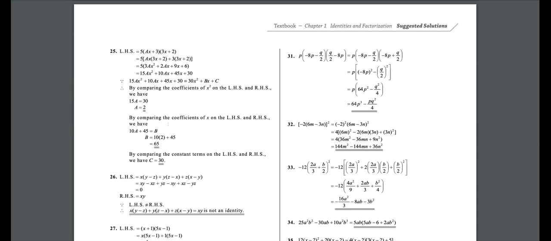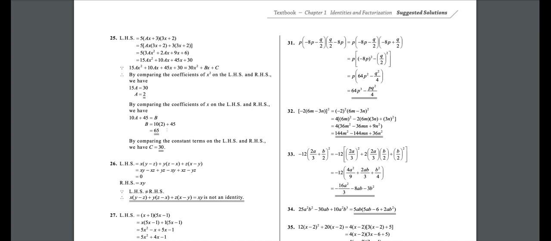And this time you can see that it is not just a direct comparison. You also have to compare different terms according to the information. Like this one, the coefficient of x actually is 10a plus 45. Not only 45 or not only 10a. So you have 10a plus 45 equals b in this case.